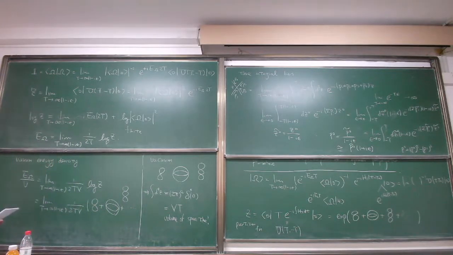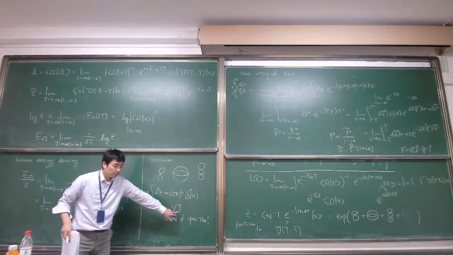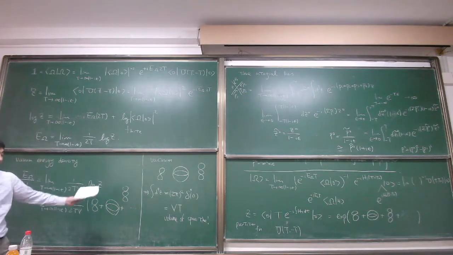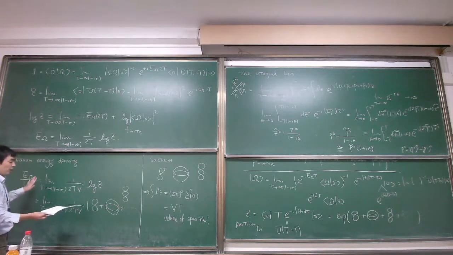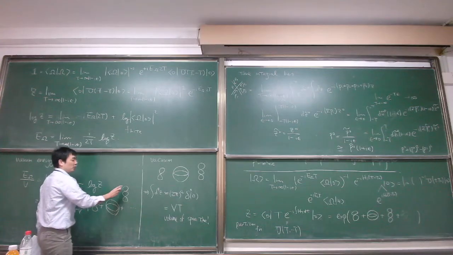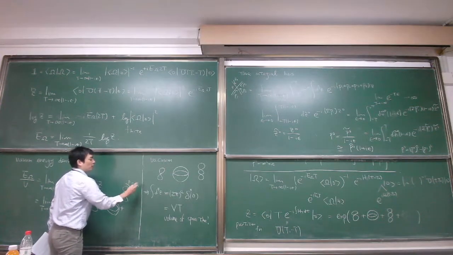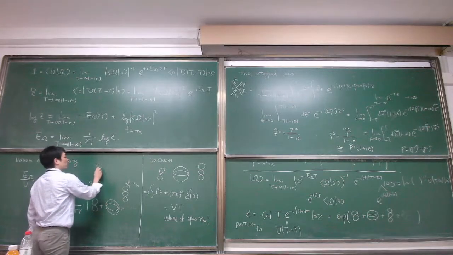Anyway, here we care about so-called IR divergences. This V times T is coming from the volume of space-time, and here we care about the IR divergence. But there's some issue about the UV divergence, which is p goes to infinity. That's called UV divergence.